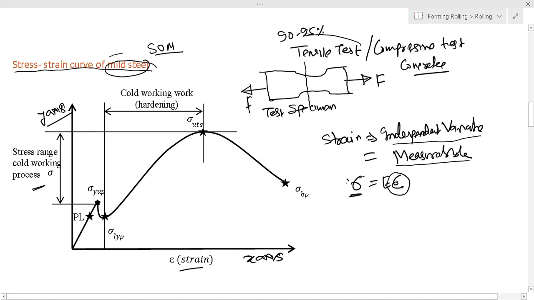Now the specimen is loaded, and we have a cross section here. When we pull it, it elongates, and strain is the change in length divided by the original length.